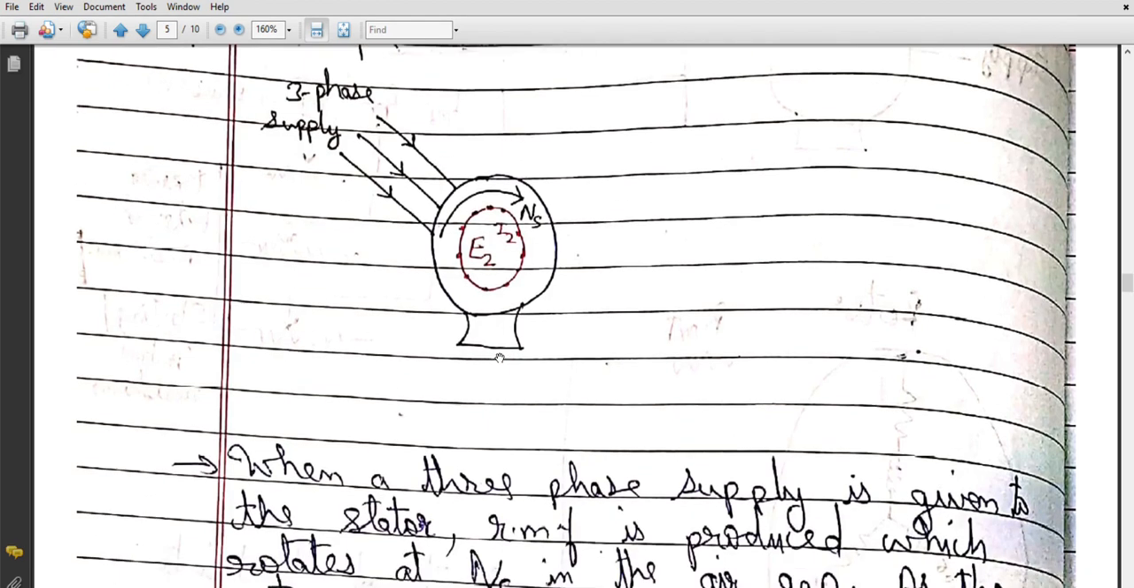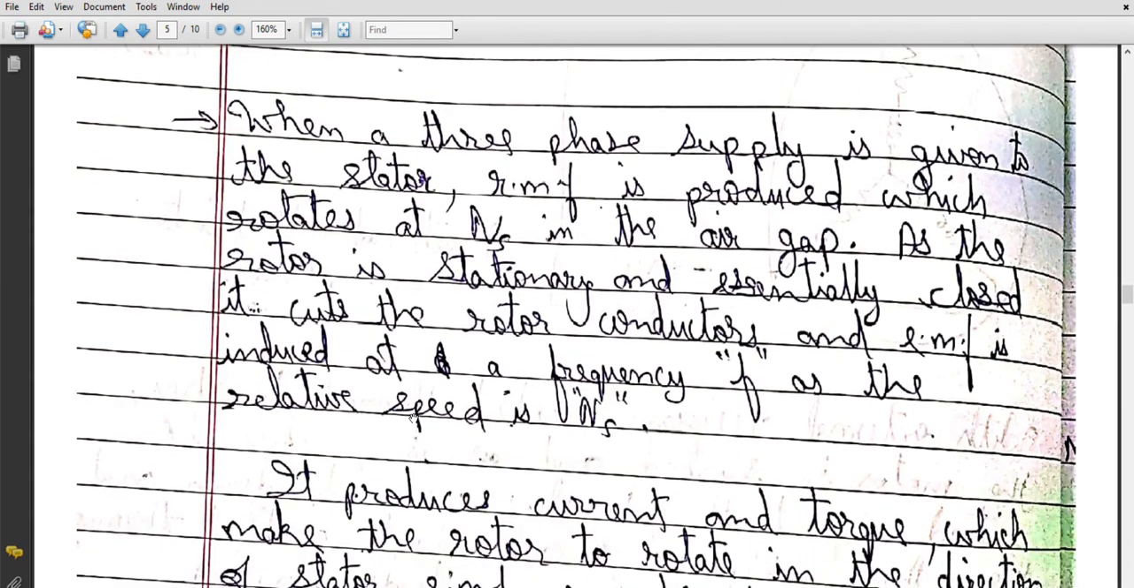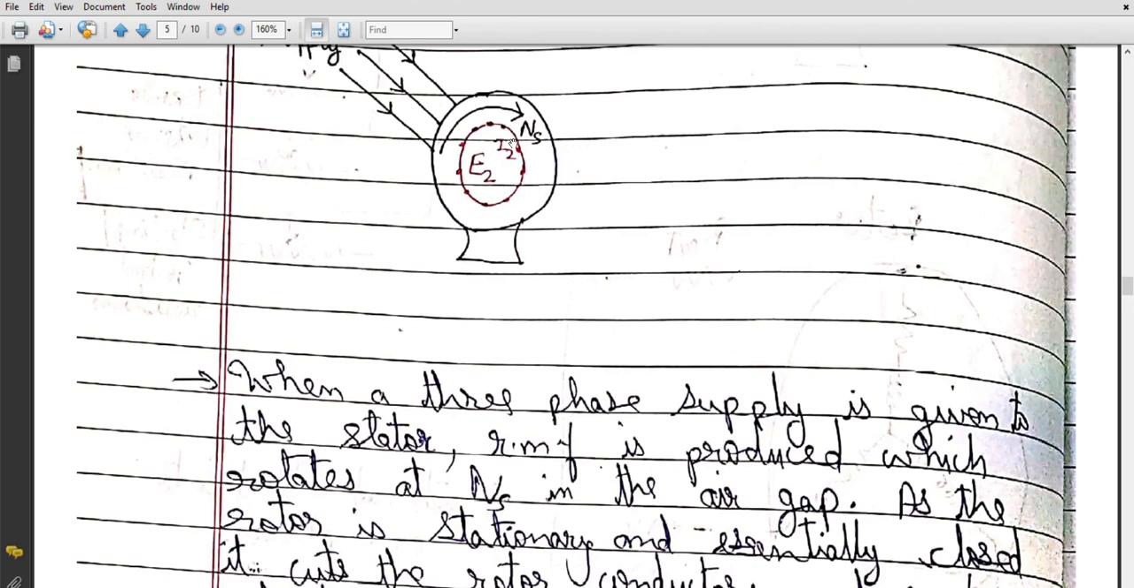Now this is what is written here: when a three-phase supply is given to the stator, RMF is produced which rotates at ns in the air gap. As the rotor is stationary and essentially closed, the field cuts the rotor conductors, and EMF is induced at a frequency f, as the relative speed is ns. Now we can say that the frequency at which this EMF is induced depends on the relative speed between the stator field and the rotor.